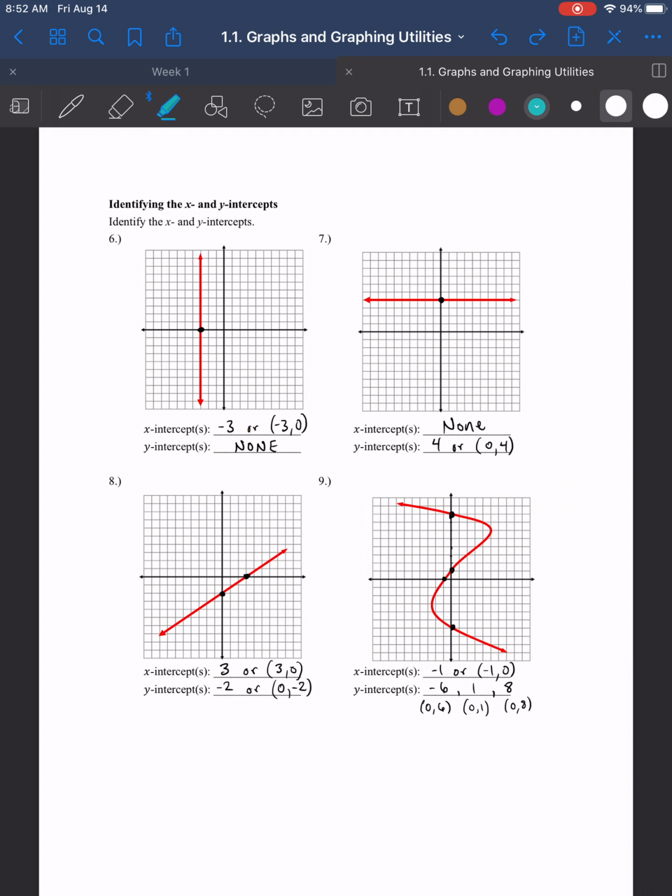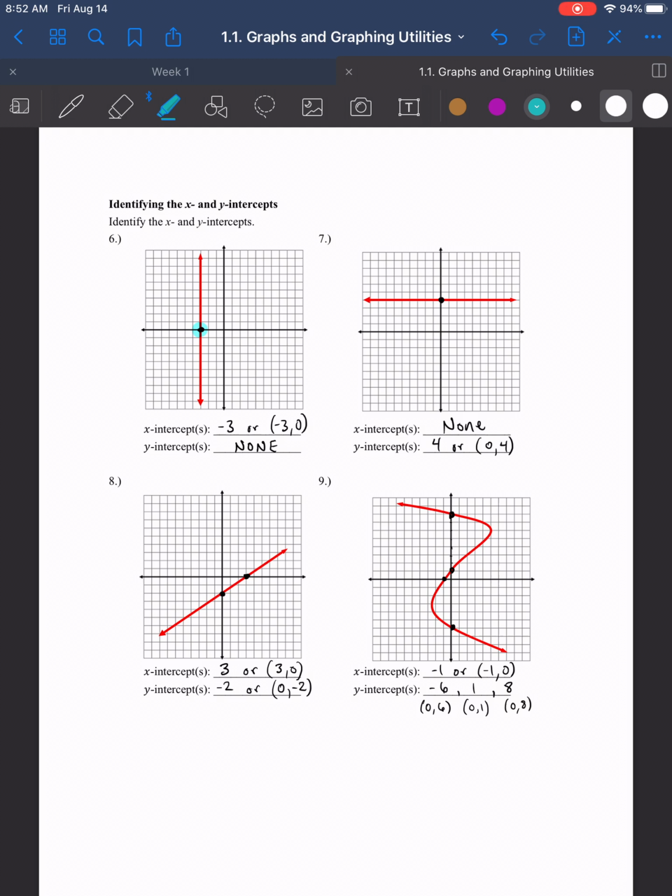All right, next is identifying the x and y intercepts. So here we're looking for where does our graph, in this case a red line, cross the x or y axes. And so here we can see that it only crosses the x-axis there. It does not ever cross the y-axis. This is a vertical line.